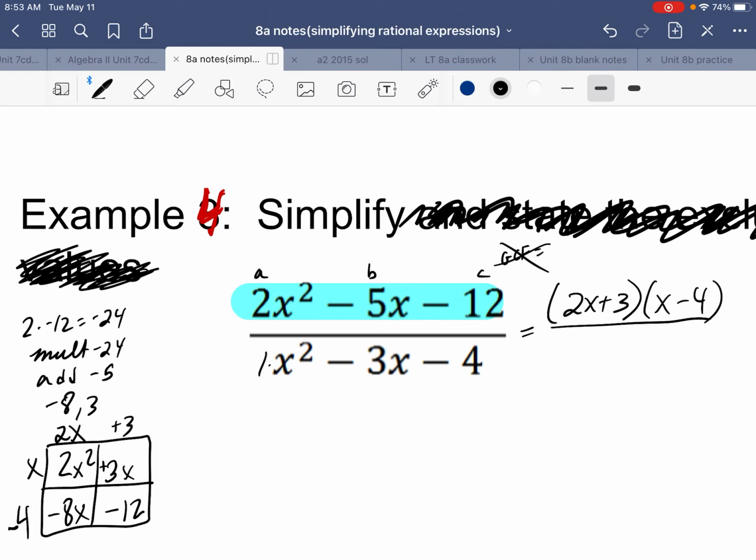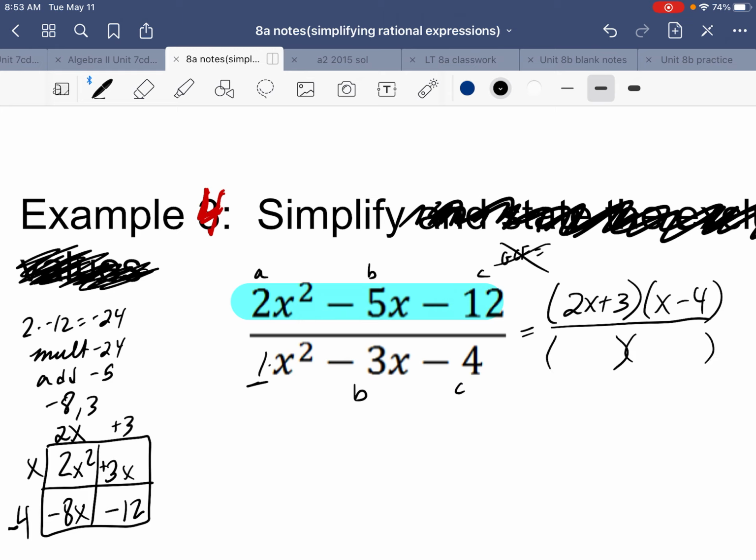In the denominator, we have the A term is 1. Is there a greatest common factor? No. I kind of glossed over that. There is no greatest common factor again. A term is 1, so we do what two numbers multiply to -4, the C, that will add up to B.